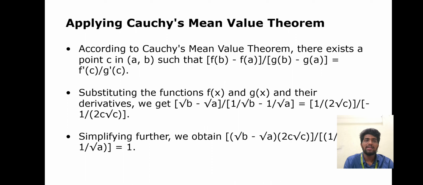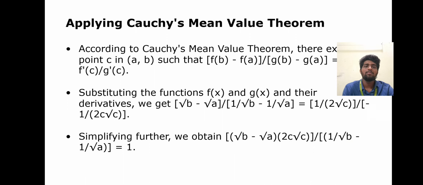Substituting these functions f of x and g of x and their derivatives, we get square root of b minus square root of a by 1 by square root of b minus 1 by square root of a, that is equal to 1 by 2 square root of c by 1 by 2c square root of c. Simplifying further, we obtain square root of b minus square root of a into 2c square root of c by 1 by square root of b minus 1 by square root of a equal to 1.